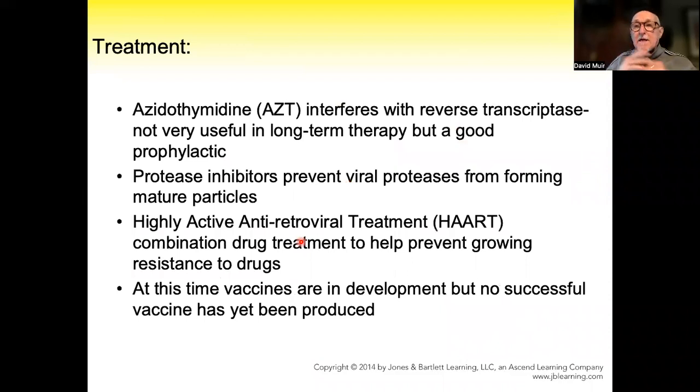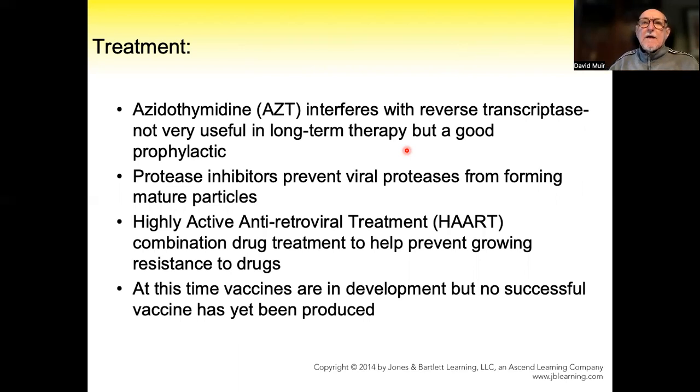The treatments I've already mentioned. The first treatment was AZT, which interferes with reverse transcriptase. It's not a good treatment in the long term because resistance to it develops so quickly. But it's a very good prophylactic, and it is used if somebody has been exposed or thinks they've been exposed. They can be treated with AZT to prevent the infection from promulgating. And it can also be given to women who are breastfeeding, for example, to limit the risk of transmission to a suckling infant. Things like that.